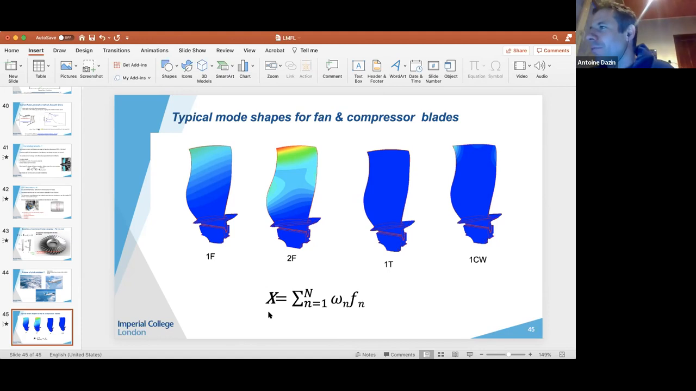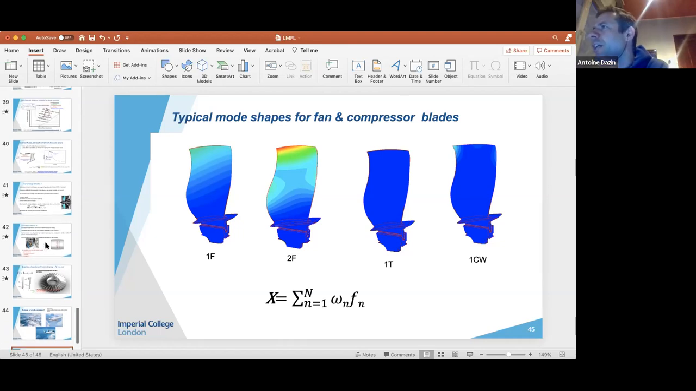Maybe one short question. Many of your explanations, especially in the first part of the presentation, were linked to an isolated blade, and in turbomachinery and in a fan, you have several blades. So what is the importance of the interaction between the blades for such kinds of phenomena?